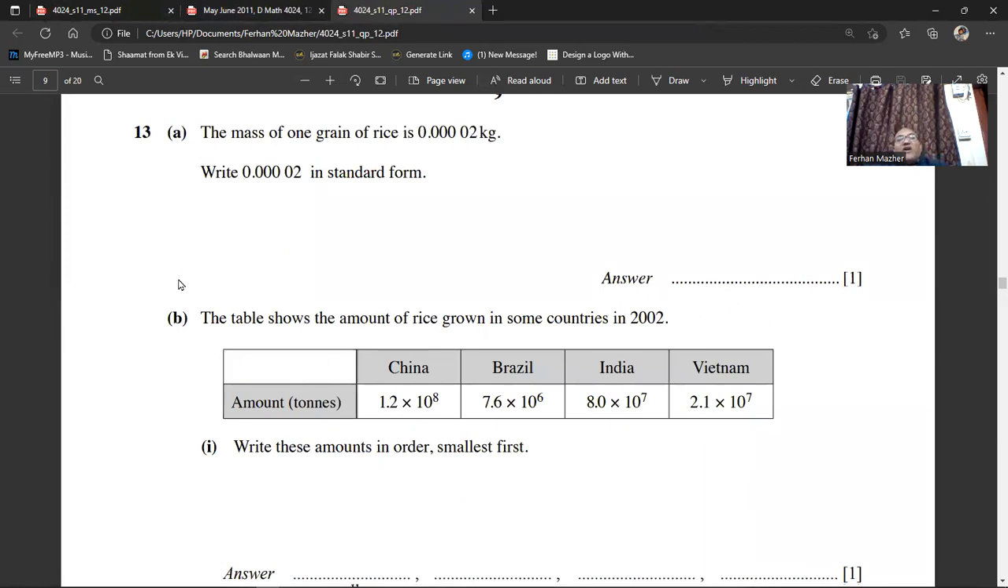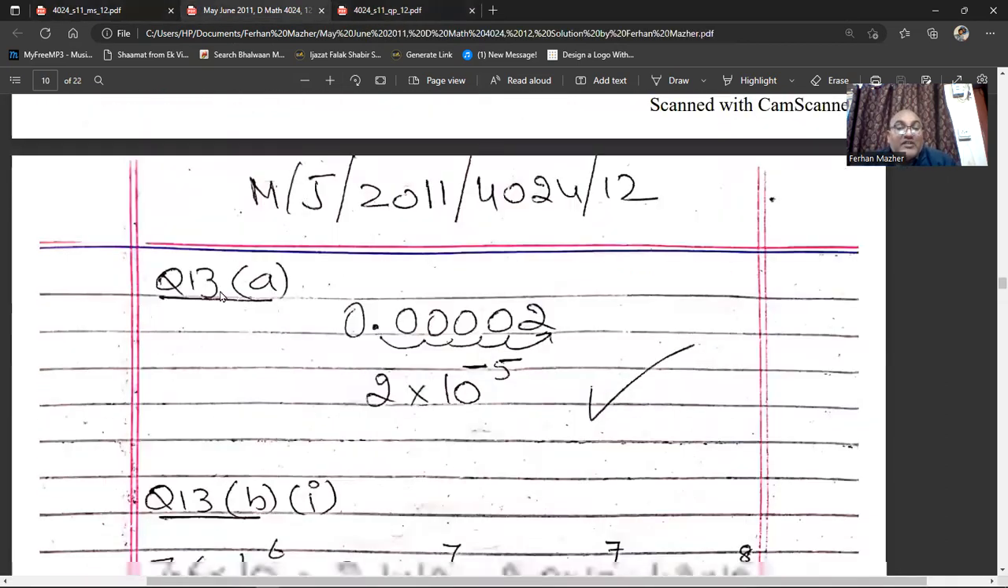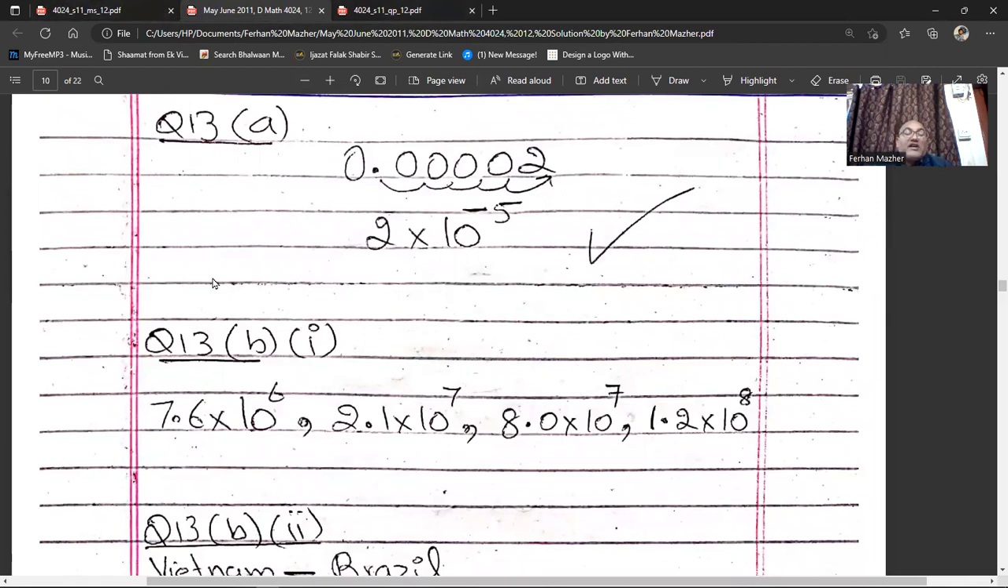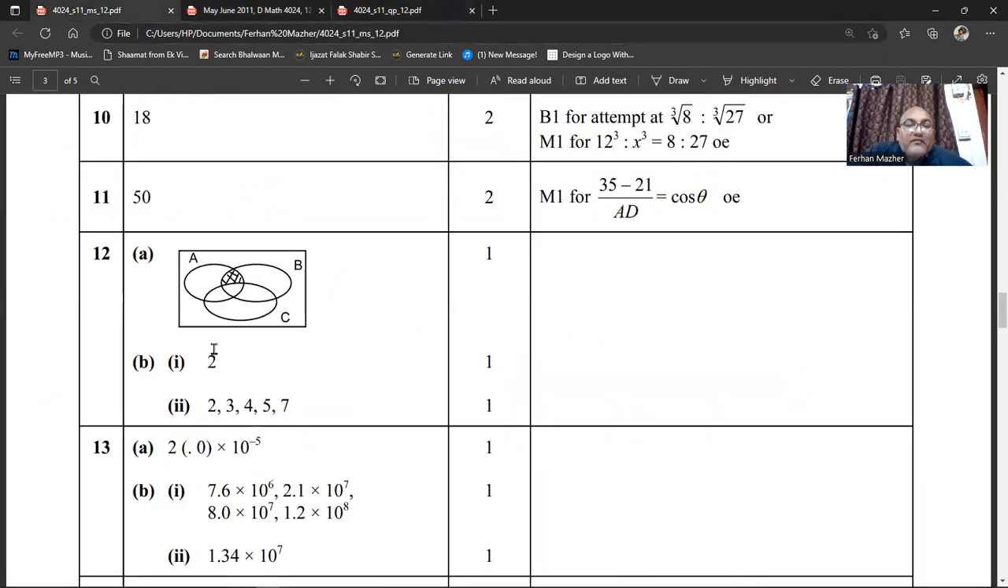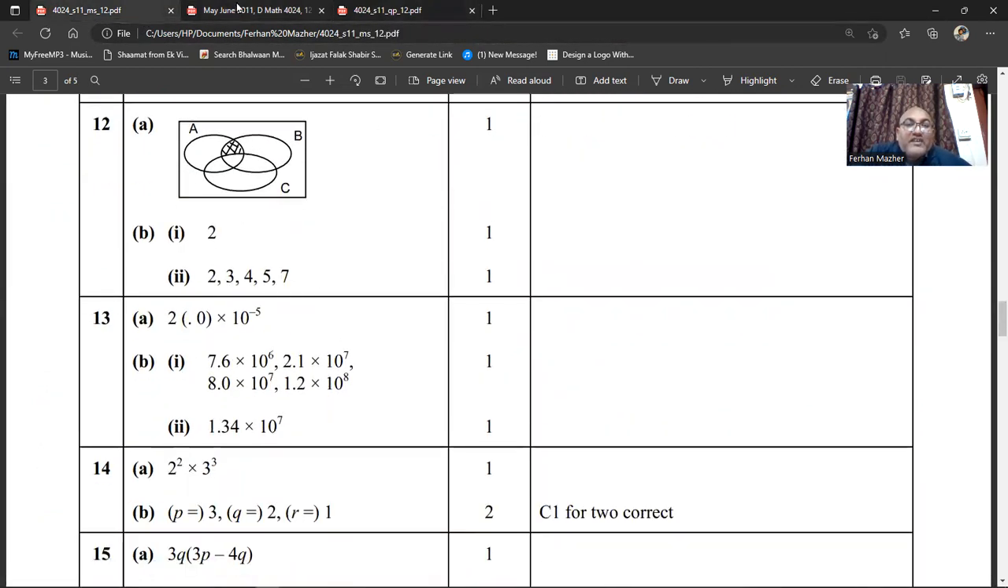The mass of 1 grain of rice is 0.00002 kg. Write 0.00002 in the standard form. So I will move the decimal 5 steps to the right to make it 2. So it will be 2 expo minus 5. 2 expo minus 5 is the right answer.